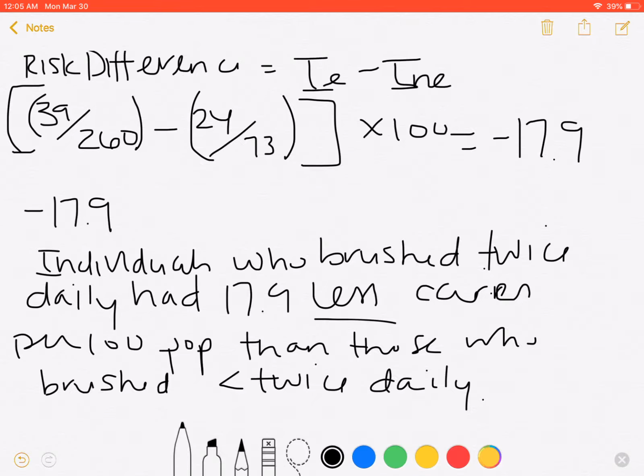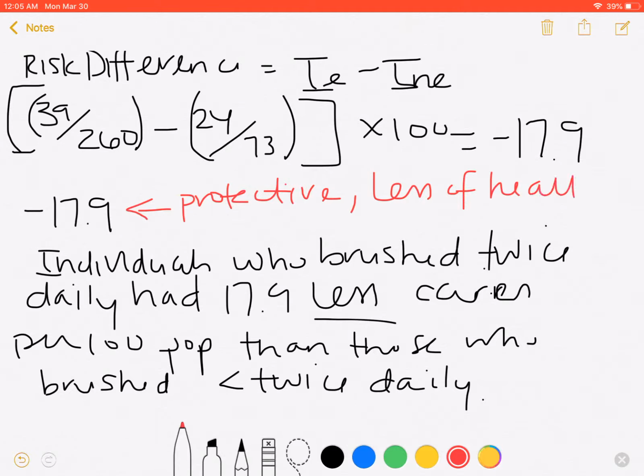A negative risk difference means protective, which we already knew from our relative risk of being less than 1. It means less of the health outcome. All right. So when you get a negative one, it's less of the health outcome, not more. All right, we have one more to do, which is the population risk difference.